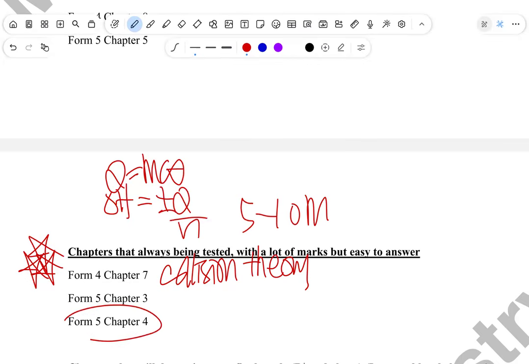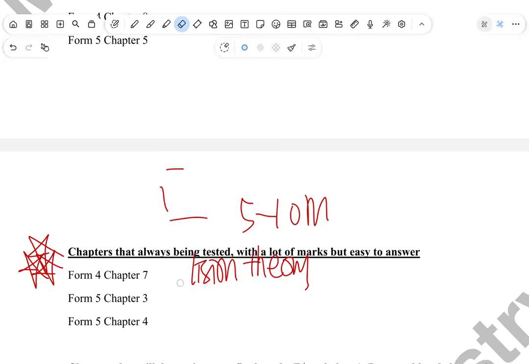Form 5 chapter 4 is your polymer. So polymer is also something quite straightforward. Coagulation of latex, condensation polymer, addition polymer, and so on. So these are the chapters they always ask. Okay, and it's quite easy to answer, especially this one and this one. Okay, now you know lah.